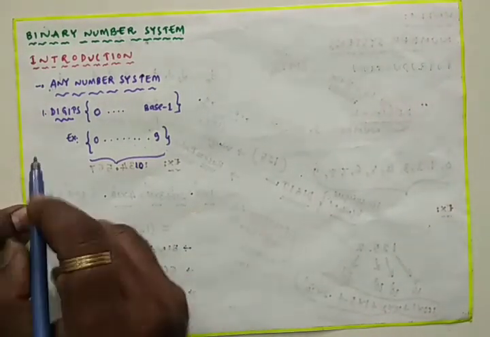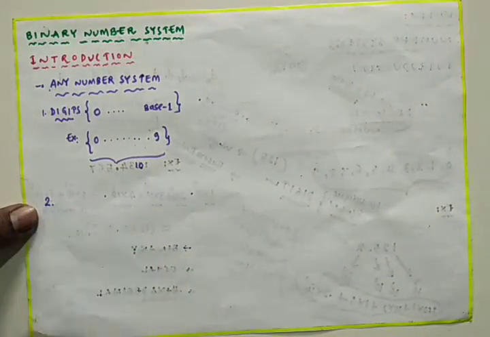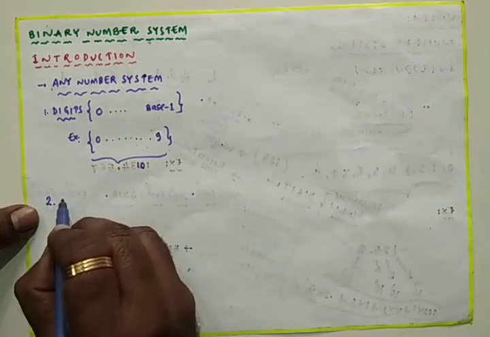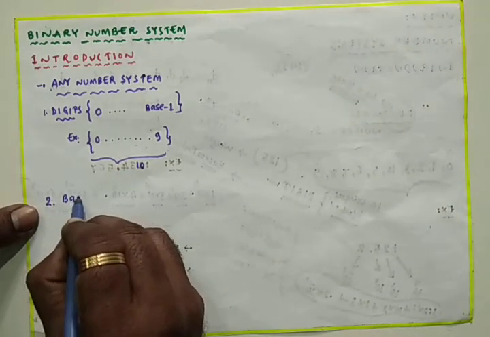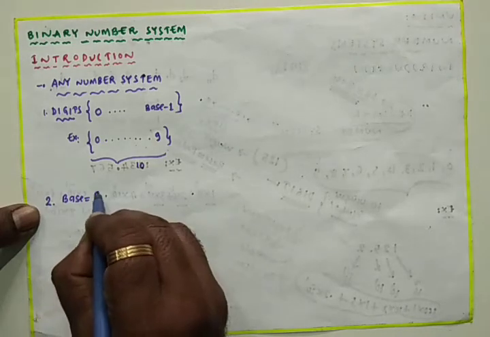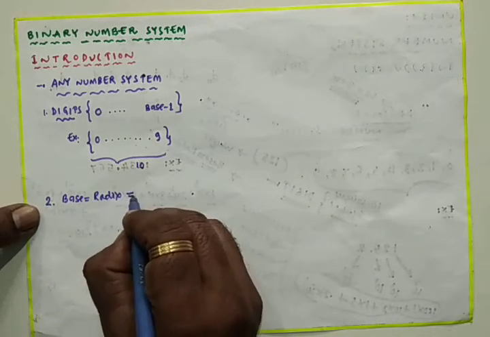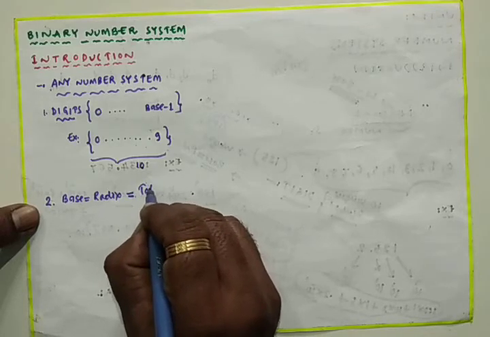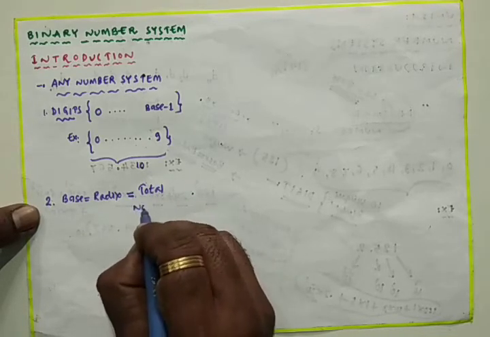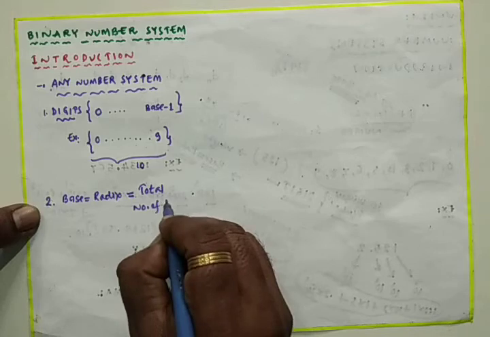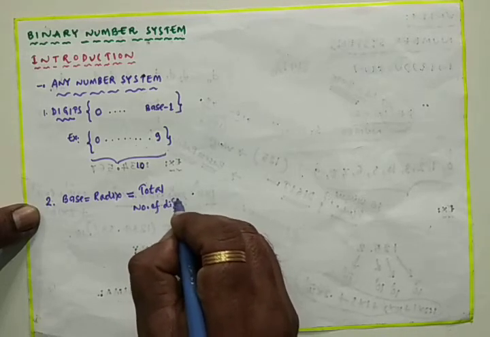Second point is that the base, or the radix, of that number system is equal to the total number of digits in that number system.